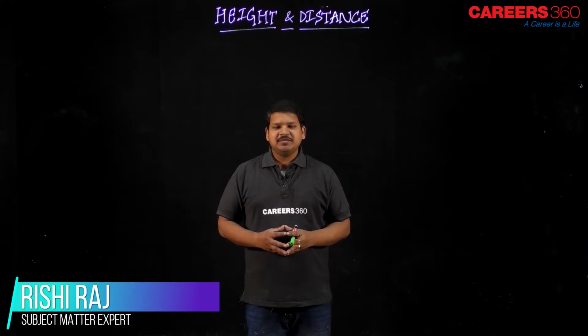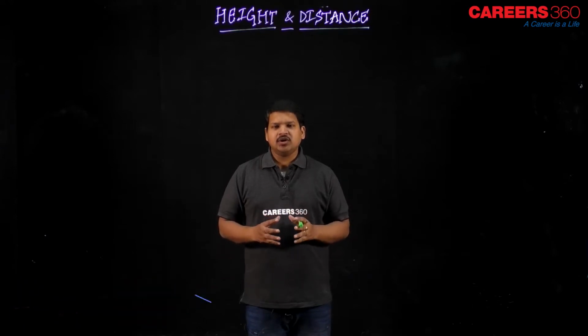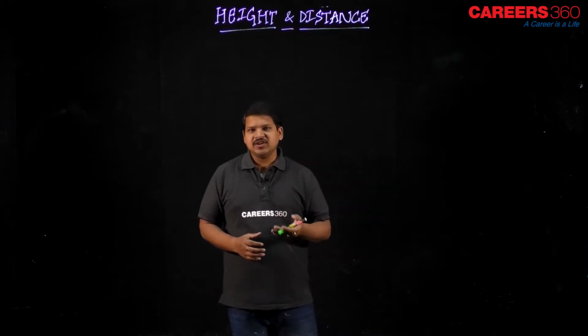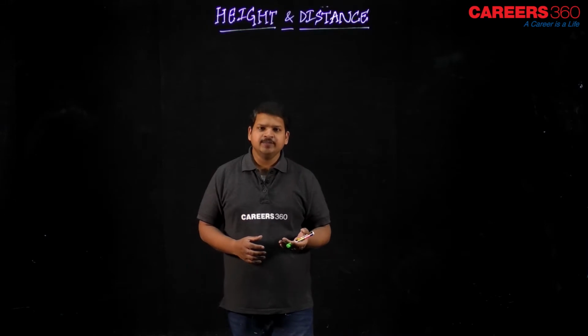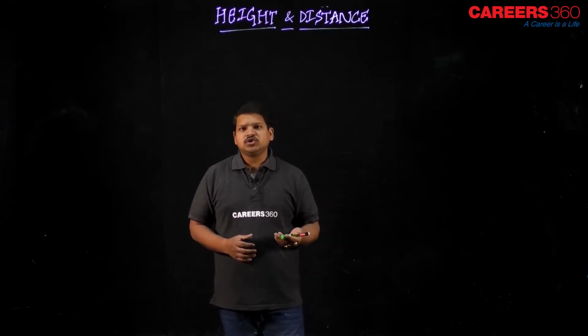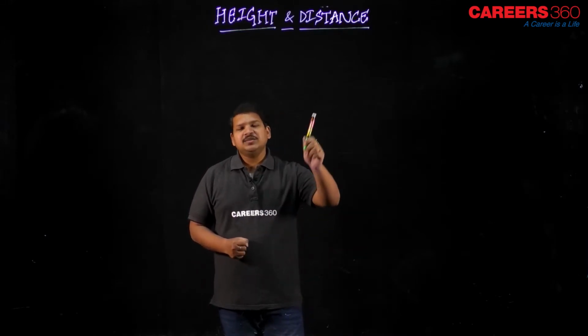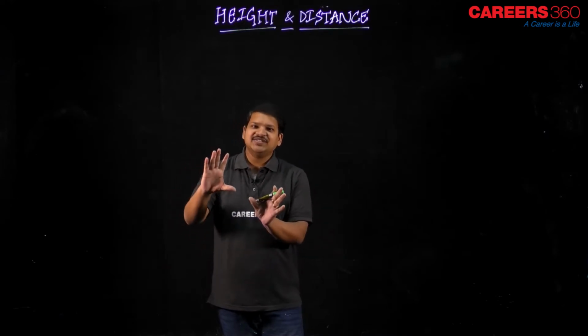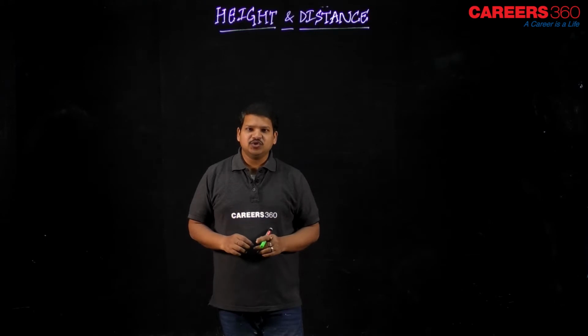This is primarily an introduction to height and distance. This topic is more or less an application part of trigonometry only, right? What we are going to do in this topic, as the name suggests, is find out various heights as well as distances between two points using trigonometric ratios, right?